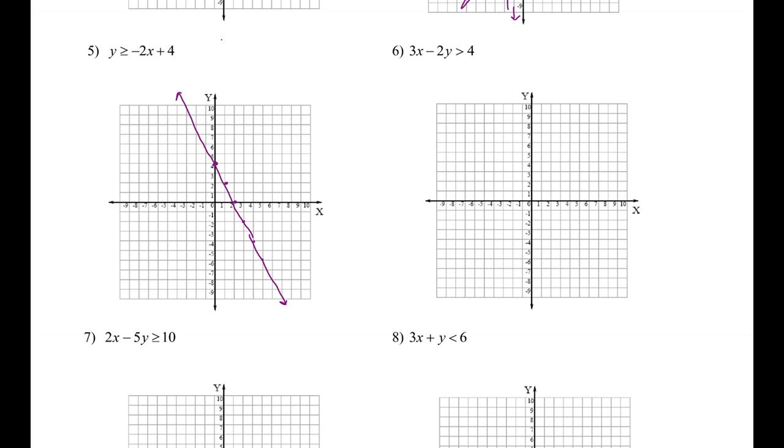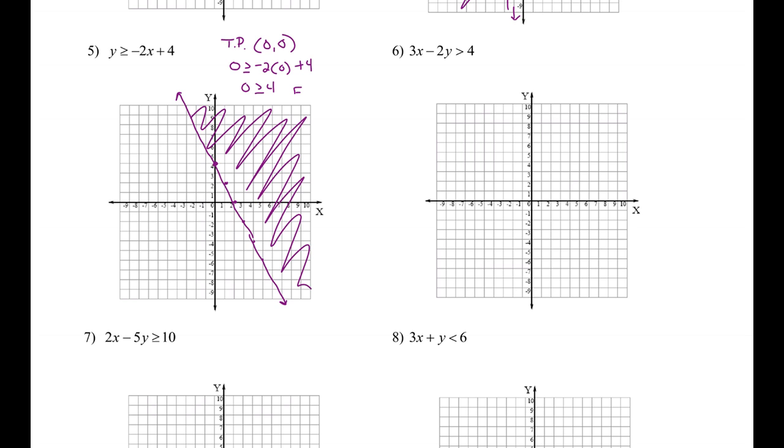And then I'm going to pick a test point in order to say which side of the line to shade on, and you can pick any point as long as it's not on the line. So if I use 0, 0 again, I get 0 is greater than or equal to -2 times 0 plus 4, which simplifies to 0 is greater than or equal to 4, which is a false statement. So because 0, 0 is kind of to the left of the line and it was false, I'm going to shade to the right of the line.